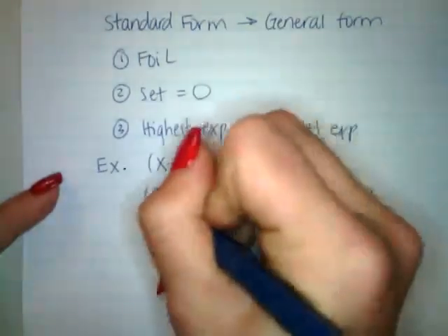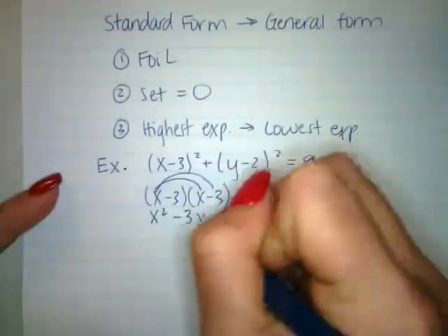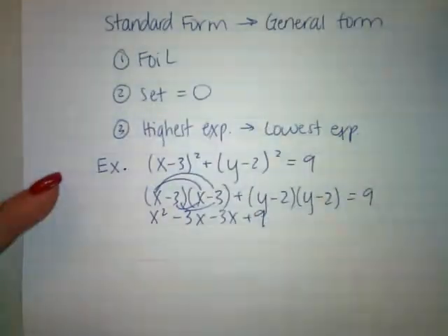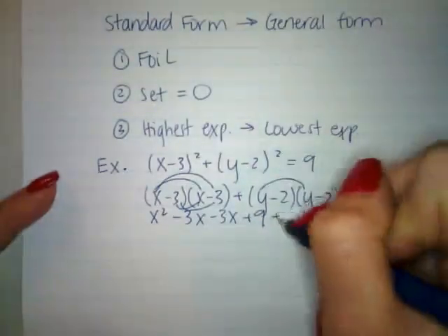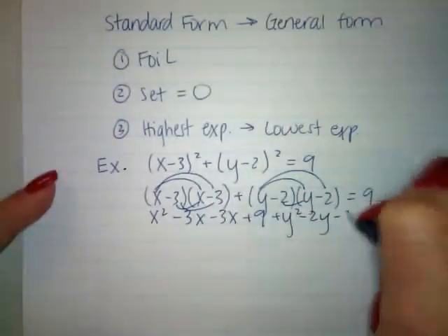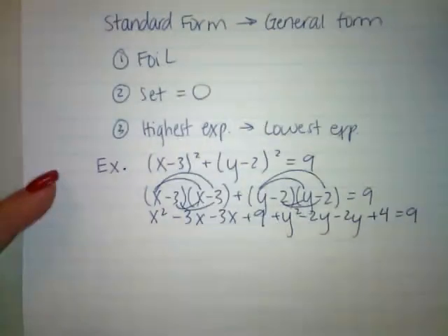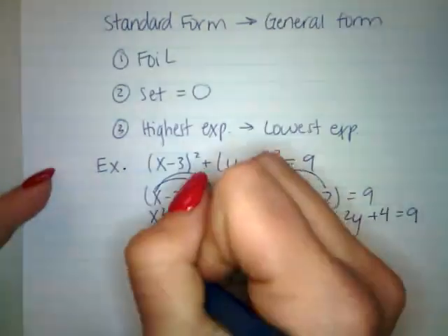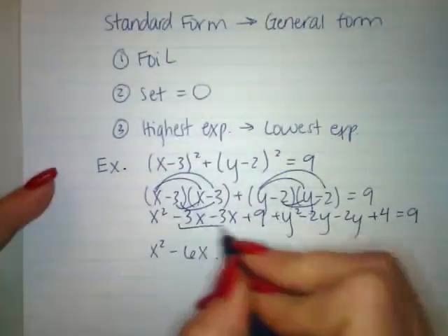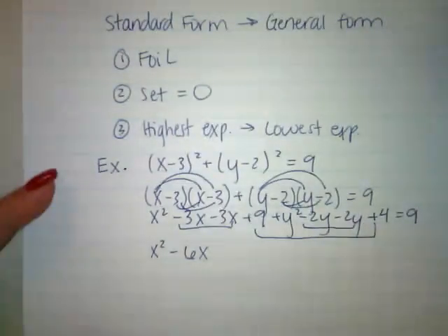Now we can FOIL the first piece. FOIL the next piece. Now we can start simplifying, combining like terms. These are like terms. These are like terms. And those are like terms.